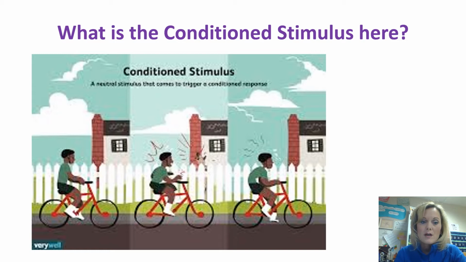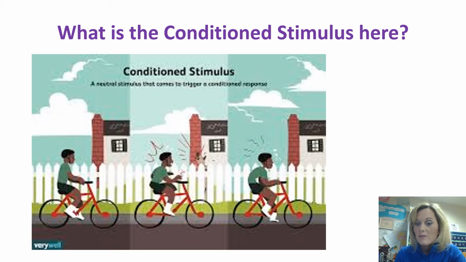So we see a young kid or a teenager riding by a house on his bike, and then there's a dog barking, and you can see he's getting a little anxiety. And then in the third frame, we see him have anxiety with no dog. So we know that the unconditioned response and the conditioned response are exactly the same, and that's going to be anxiety.